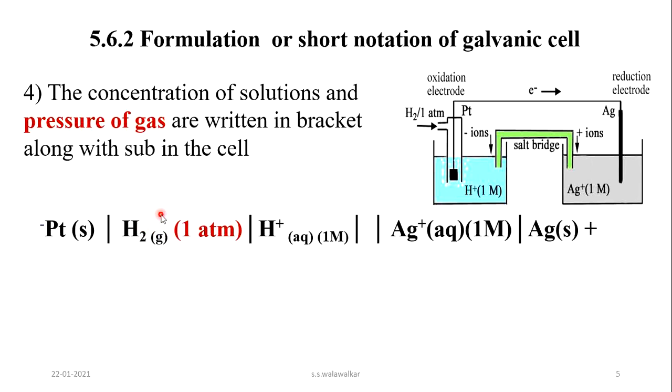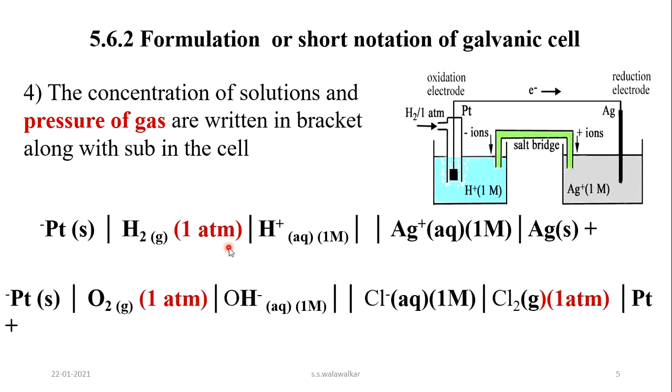If instead of hydrogen oxygen is there, you have to write the pressure of the oxygen gas. If chlorine is there, the pressure of the chlorine gas, that is 1 atmosphere, under standard condition you have to write. And here hydrogen is in contact with hydrogen ion, so you have to write what? The concentration of hydrogen ion in parenthesis. So like this you have to write the concentration of solution and pressure of gas in parenthesis or in bracket along with that substance. Then here another example is also there.